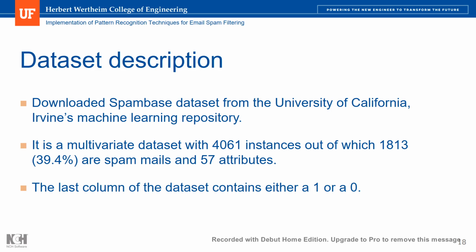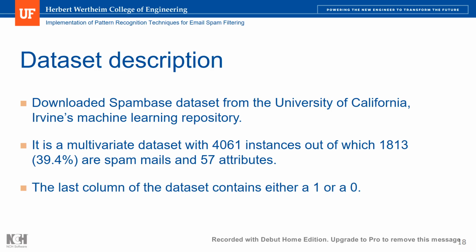Let's now see which data set is used for this project and some details about it. The data set that I've used in this project was downloaded from the University of California, Irvine (UCI) database. It's a multivariate database with 4061 instances, out of which 1813, which amounts to 39.4% of the entire data set, are spam. It also has 57 attributes attached to it.